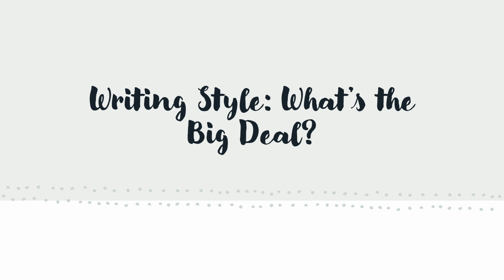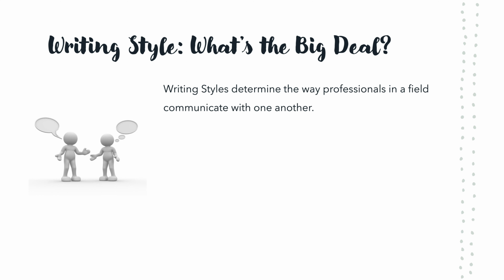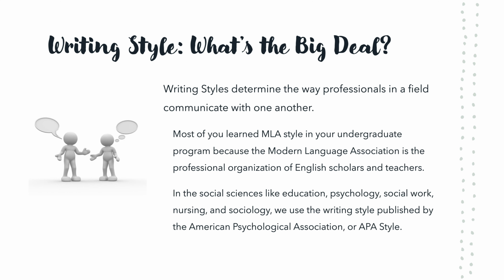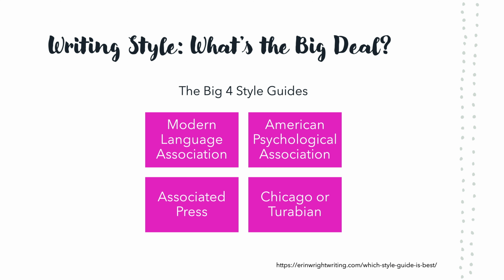So let's get started with the writing style. What's the big deal? Well, writing style is the way that professionals communicate with each other. So many of you learned MLA in your undergraduate programs because the Modern Language Association is the professional organization of English scholars and teachers. In social sciences, like in education, psychology, social work, nursing, and sociology, we use the writing style published by the American Psychological Association, or APA style.